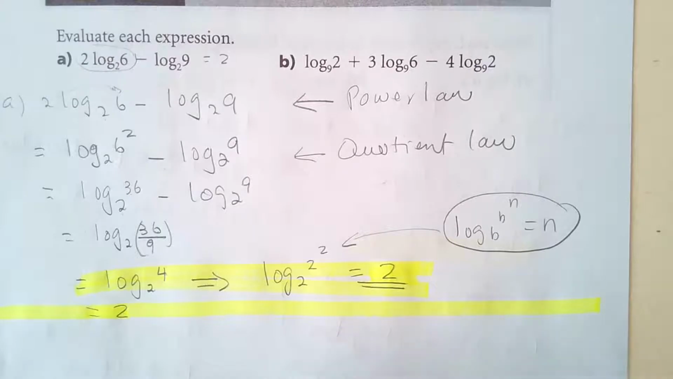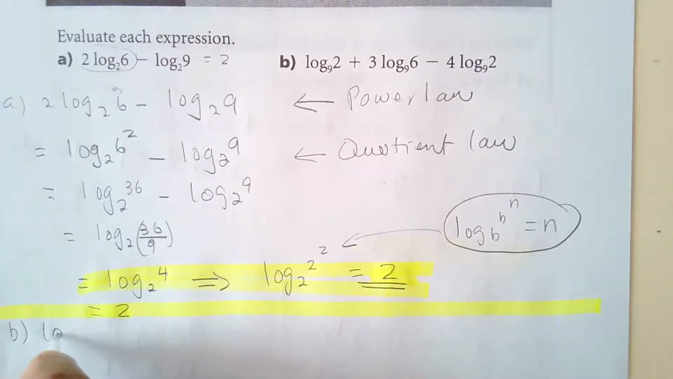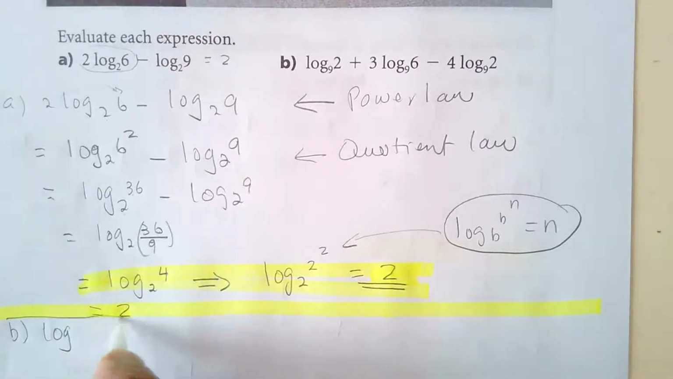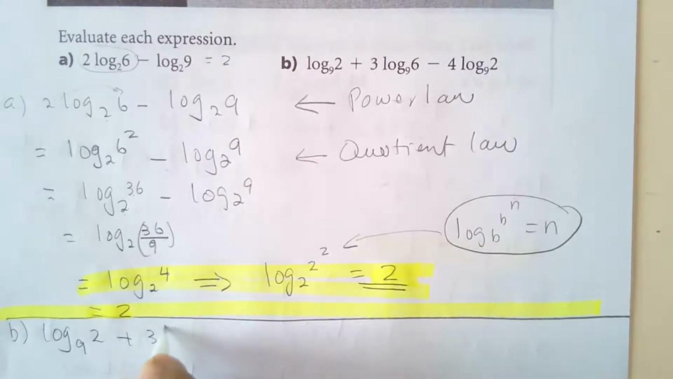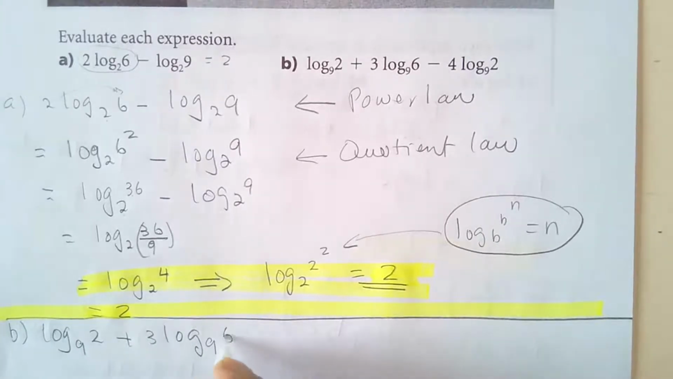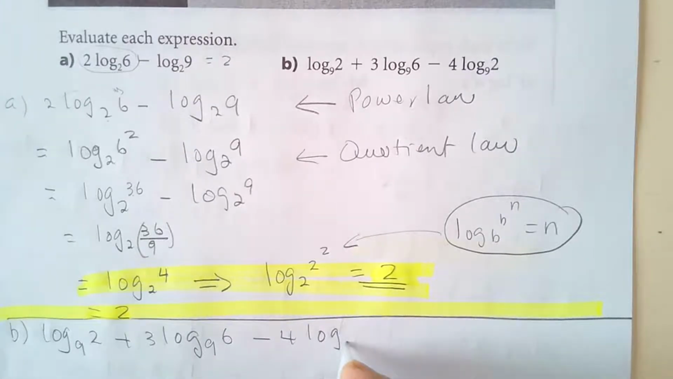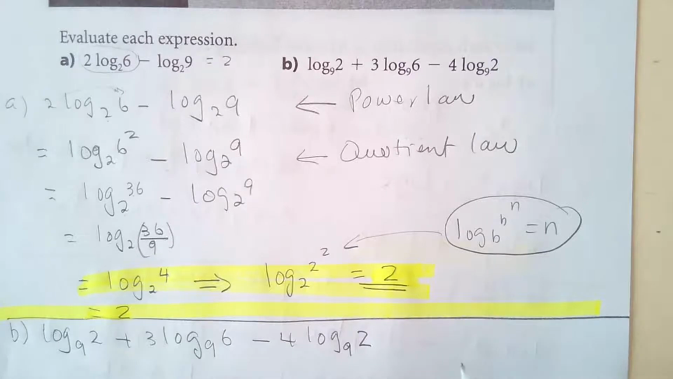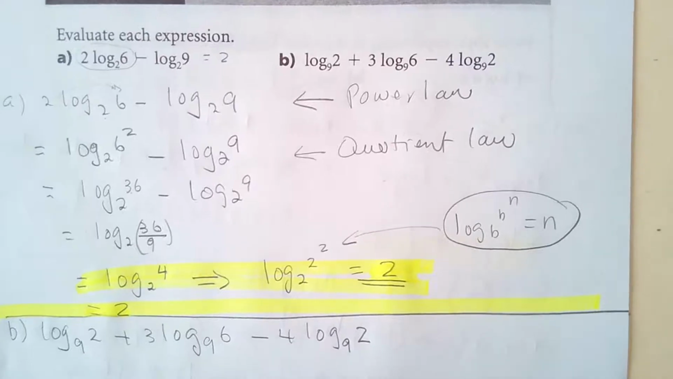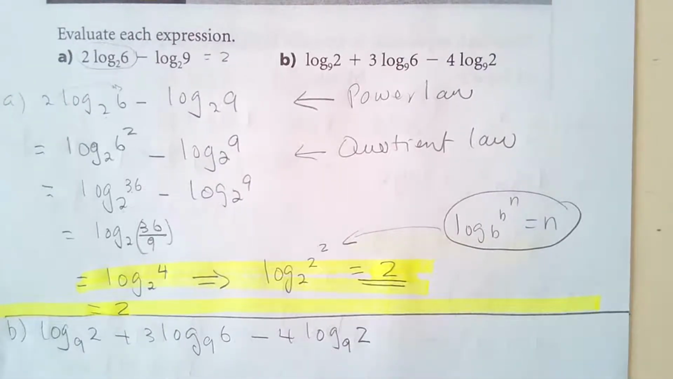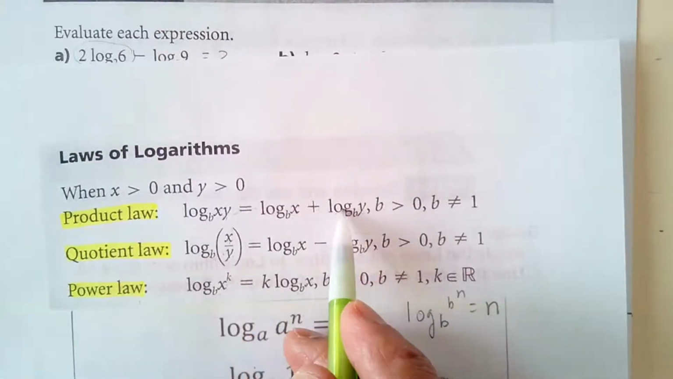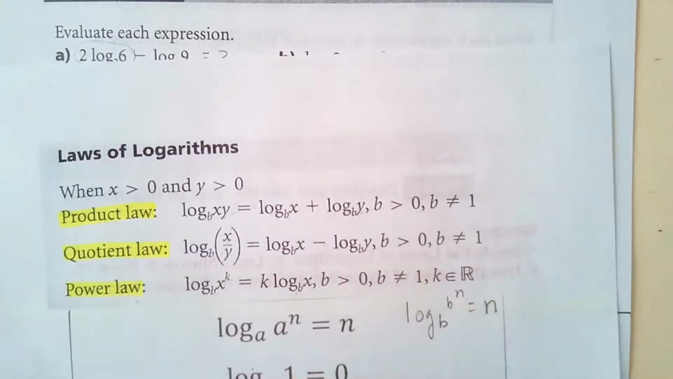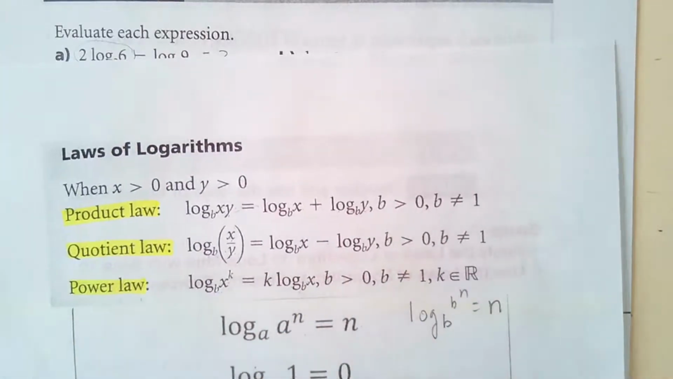The next example, B. Log 9 of 2 plus 3 log 9 of 6 minus 4 log 9 of 2. So remember, we are combining these together. So we're more or less going backwards. We're given these expressions, and we want to put them together. So we're working backwards from right to left.